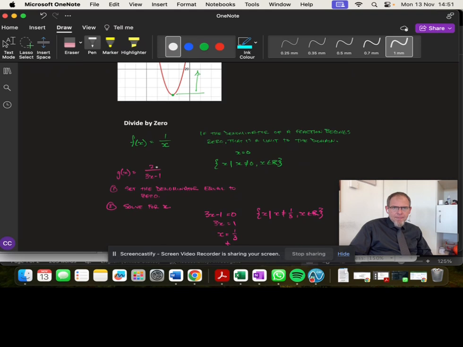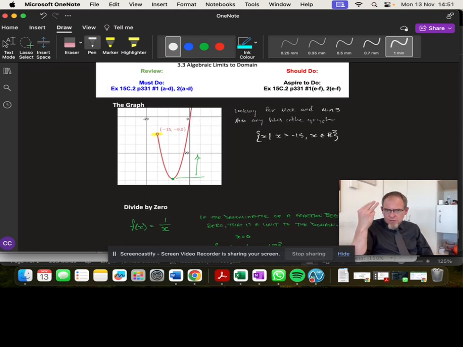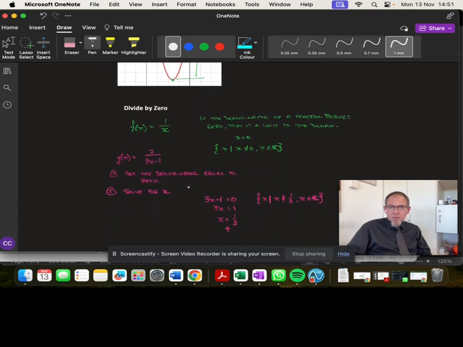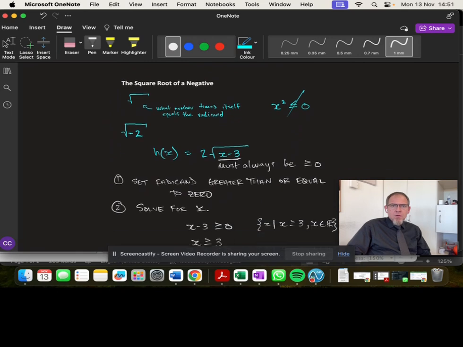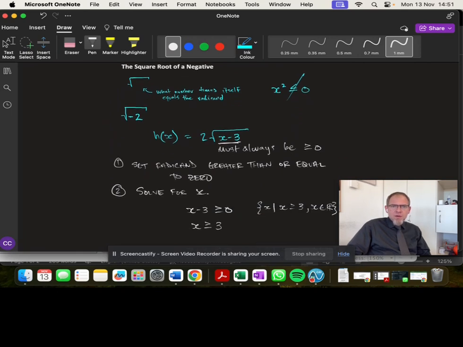So, quick recap. The 3 situations we look for to limit domain. One, the graph of the function. If the graph has a hole, if the graph starts or stops, if the graph has a maximum or minimum, then we use that. Number 2, we're not allowed to divide by 0, so we set the denominator equal to 0, we solve for what that value is, and then we say that x cannot be that value. And finally, if we ever try to take a square root of a negative number, we set the radicand greater than or equal to 0, and then we solve.